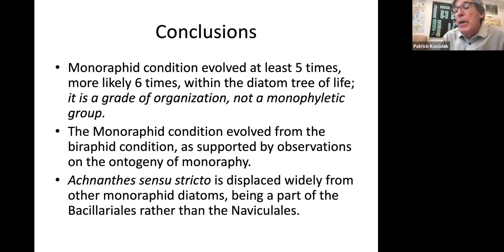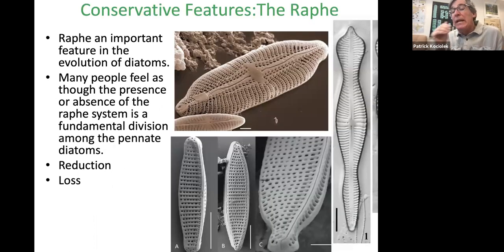Again, this monoraphid condition is a grade of organization, not a clade of relationships or related diatoms. And something that we will come back to is this idea of Achnanthes, a monoraphid diatom, more like the Naviculares being found in the Bacillariales. So in addition to the number, people have just thought the raphid system is a conservative character. It must be a conservative character, and it's only evolved once, looks like.